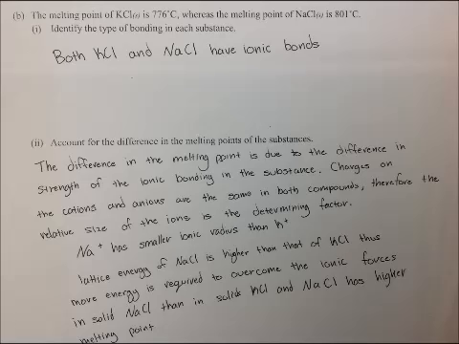The charges on the cations and anions are the same in both compounds. Therefore, the relative size of the ions is the determining factor. Since sodium has a smaller ionic radius than potassium, the lattice energy of sodium chloride is higher than that of potassium chloride. Thus, more energy is required to overcome the ionic forces in solid sodium chloride than in solid potassium chloride.